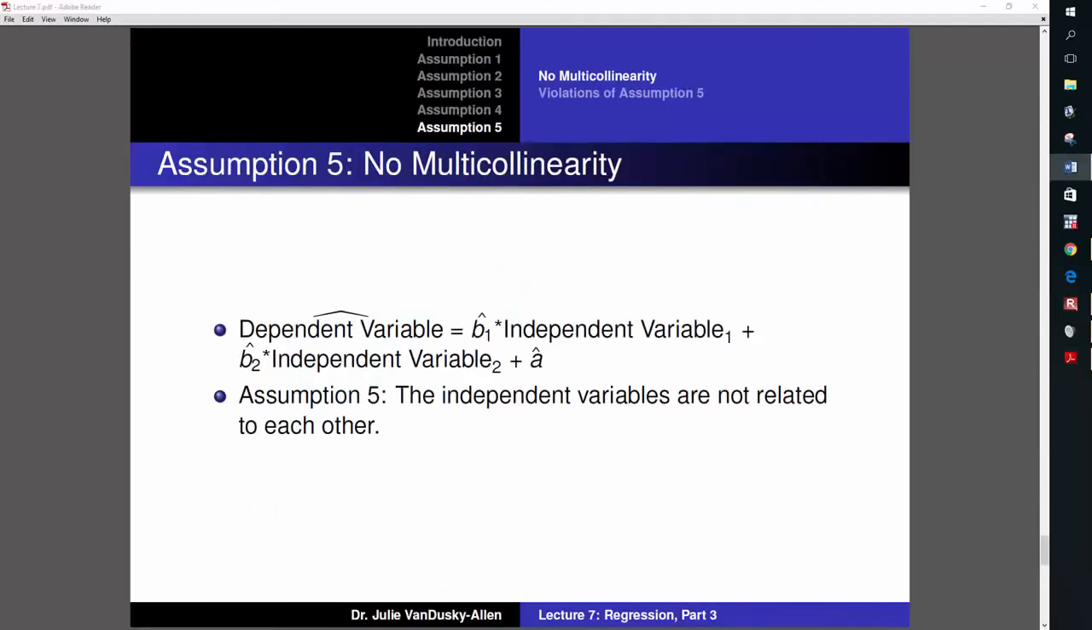The last assumption we will talk about is the assumption of no multicollinearity. Multicollinearity deals with models with more than one independent variable. We did not go over these types of models in lectures 5 and 6, but you will in your graduate methods courses. With no multicollinearity, we assume that the independent variables are not related to each other.